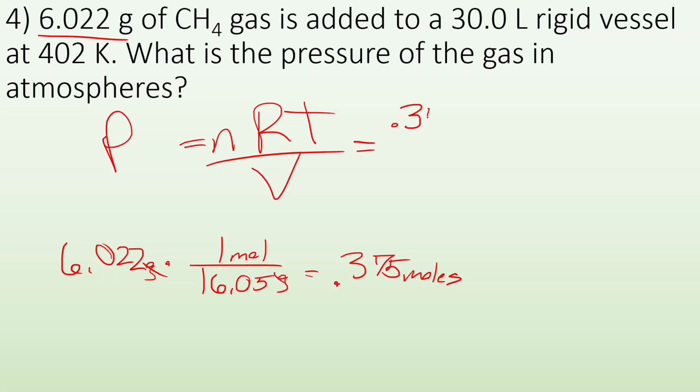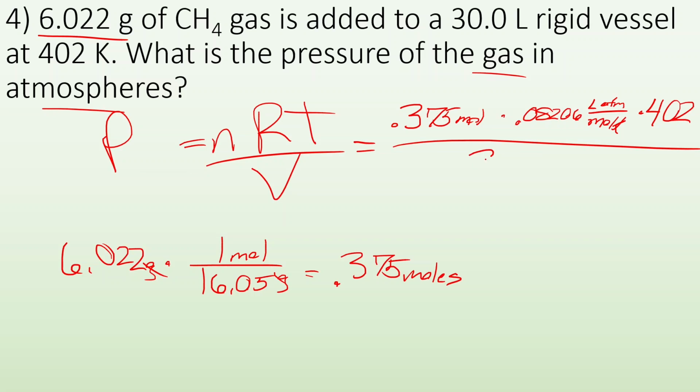I got 0.375 moles times, well, okay, they want the pressure of the gas in atmospheres, so my R is going to be 0.08206 liter atmospheres per mole Kelvin, times my temperature in Kelvin, 402 from the problem, divided by my volume, which is 30.0. Now when I pick up my calculator, I get 0.413 atmospheres as my final answer.